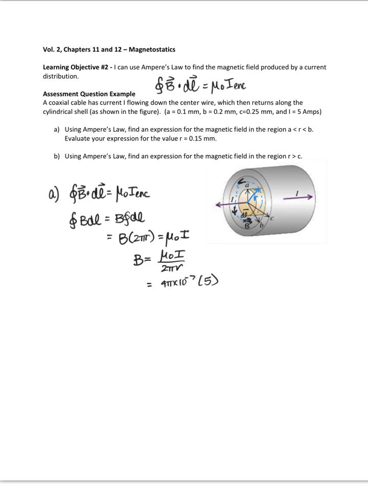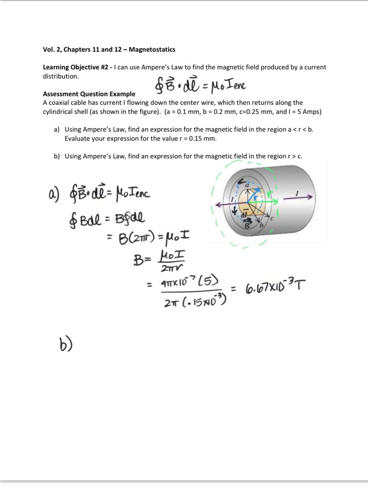So I put in my value of 5 for the current, and my radius is 0.15 times 10 to the minus 3. This gives me a magnetic field of 6.67 times 10 to the minus 3 Tesla. And that's part A. In part B, I've been asked to find the magnetic field in the region where R is greater than C. So that's my R for this part.